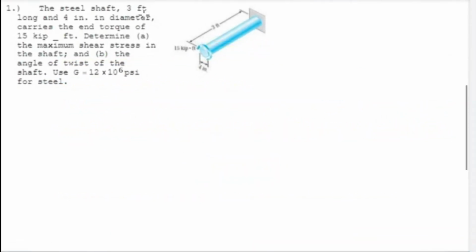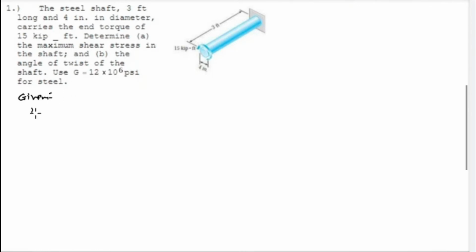Example number 1. The steel shaft, 3 feet long and 4 inch in diameter, carries the end torque of 15 kip-feet. Determine A, the maximum shear stress in the shaft, and B, the angle of twist of the shaft. Use G equal to 12 times 10 to the power 6 psi, and this is for steel. The length is 3 feet, the diameter of the shaft is 4 inch, and the torque is 15 kip-feet, given.